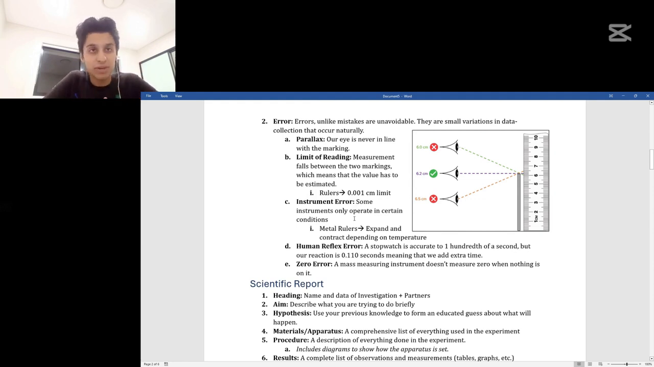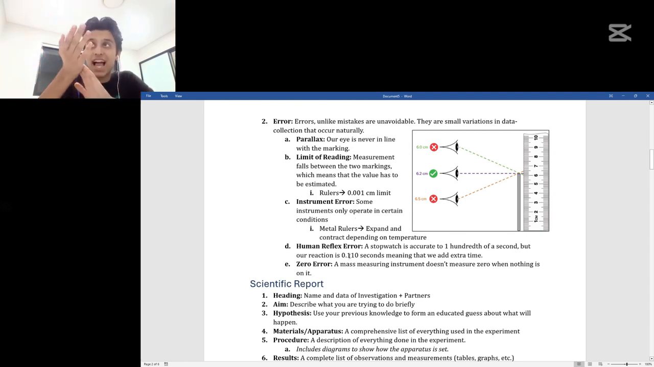And so you have instrument error, because your instrument is only working in certain conditions, and that impacts what you can measure, especially if you don't know what those certain conditions are, and it kind of screws up your observations and your measurements.